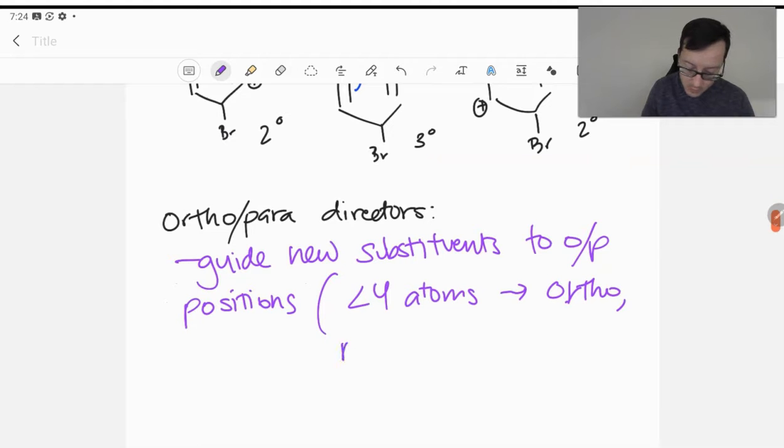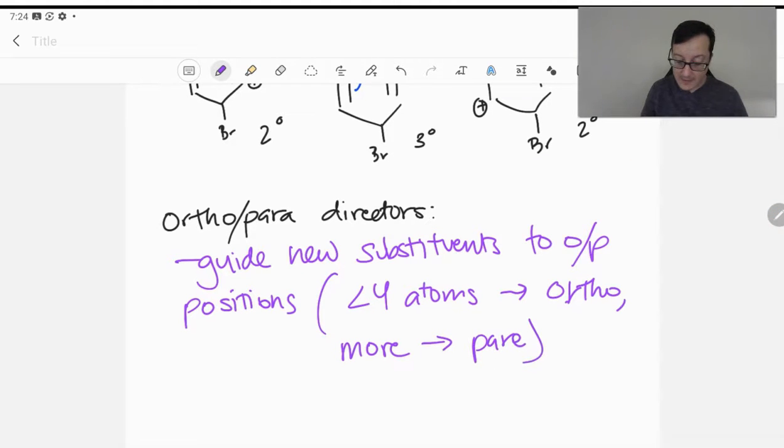And if we have more, we'll go to para as our predominant one. Again, this is a rule of thumb. We're going to learn synthetic tools that will have us selectively go on the ortho position or the para position. And so, rule of thumb for right now is a methyl group or smaller, your ortho will be the predominant major product. And if you have more than 4 atoms on your directing group, as we call it, you'll have the para product.